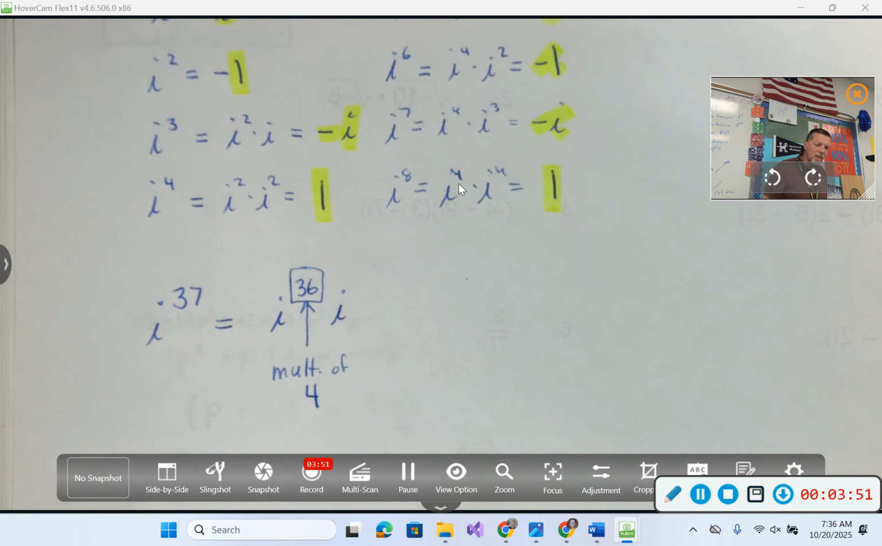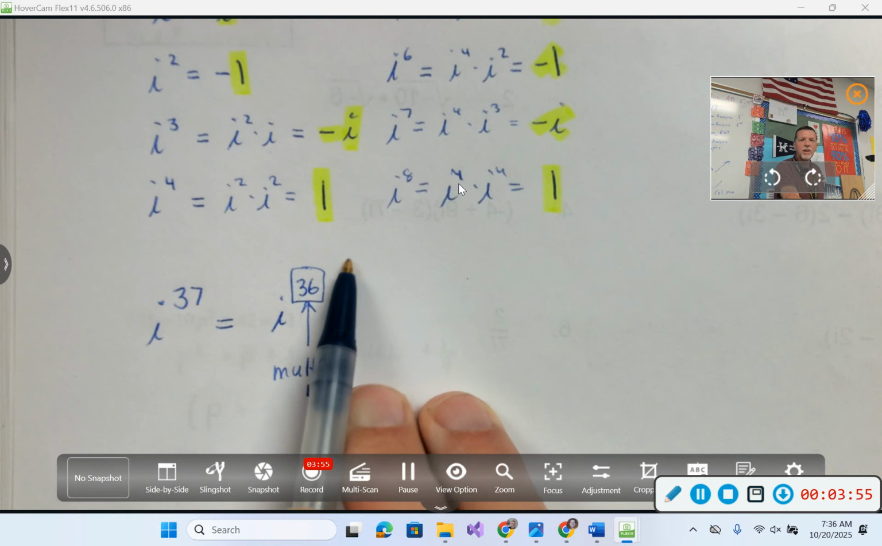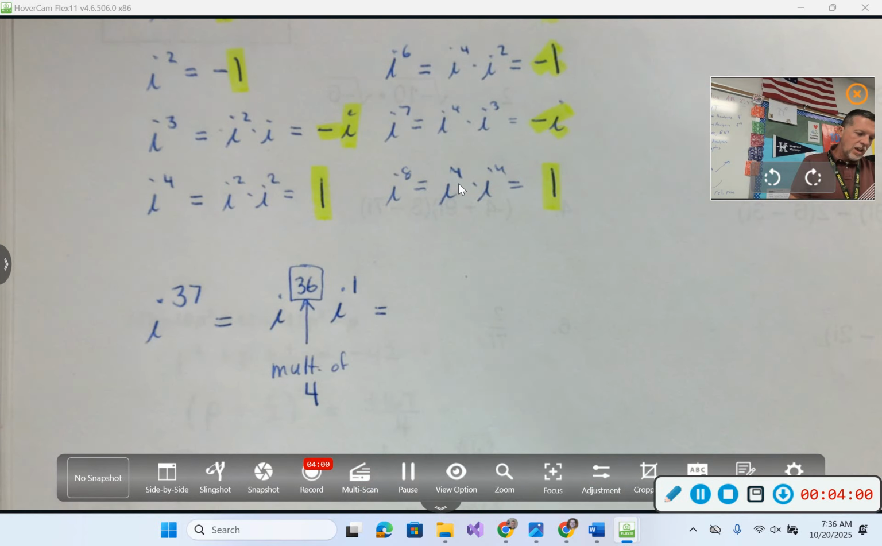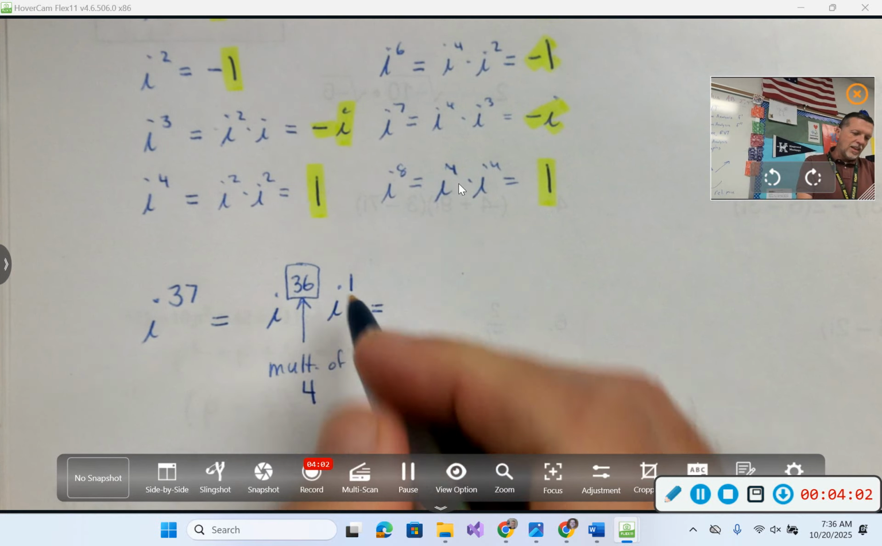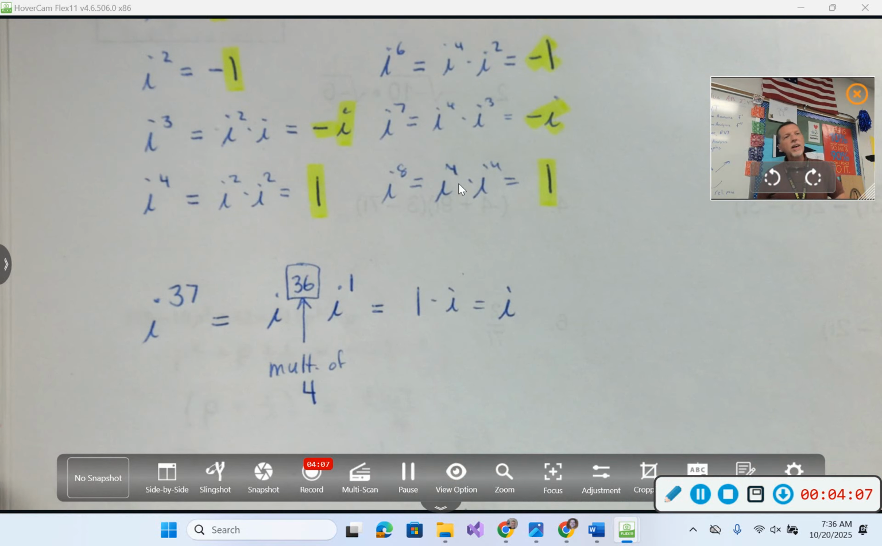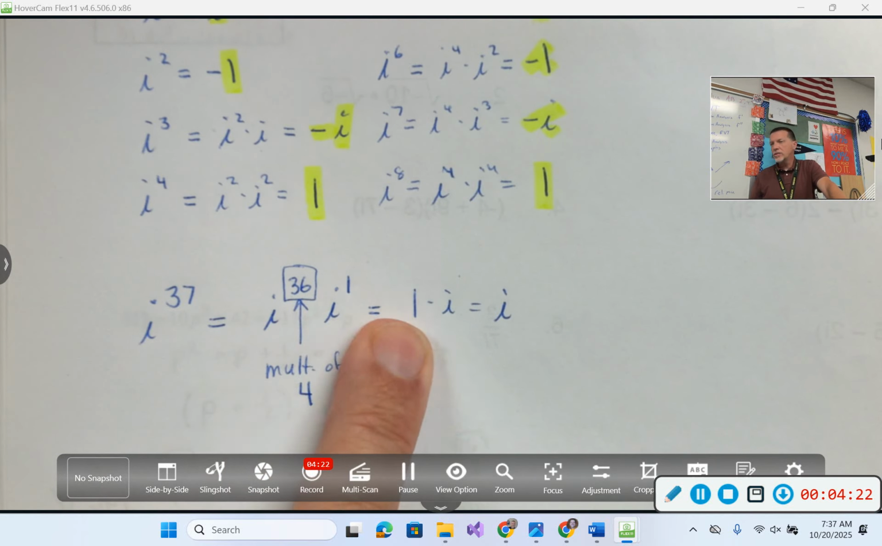So if that's 36, then what does this exponent have to be? 1, because 36 plus 1 is 37. And when we pick i to the 36, that gets us 1. So that answer is just i. Now, there's multiple ways to do that. To me, this is the easiest way. Just get the highest multiple of 4 you can use, and then whatever is left over is basically your answer.